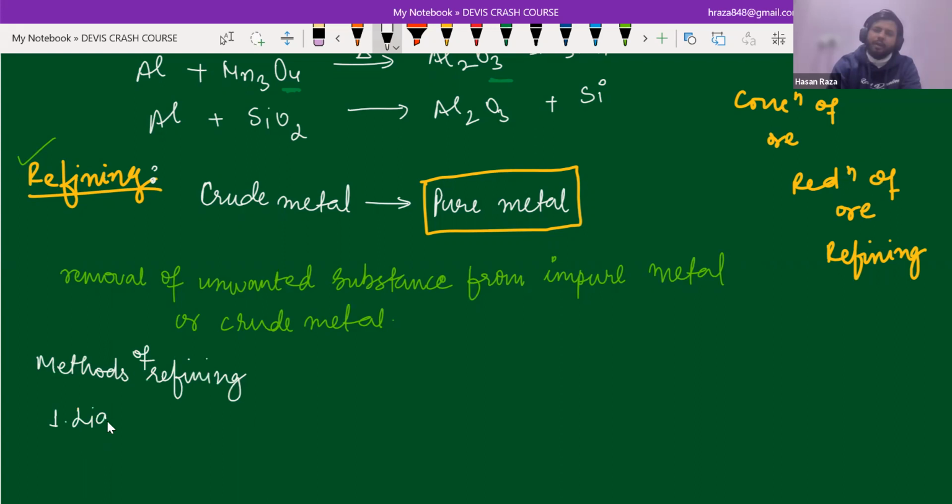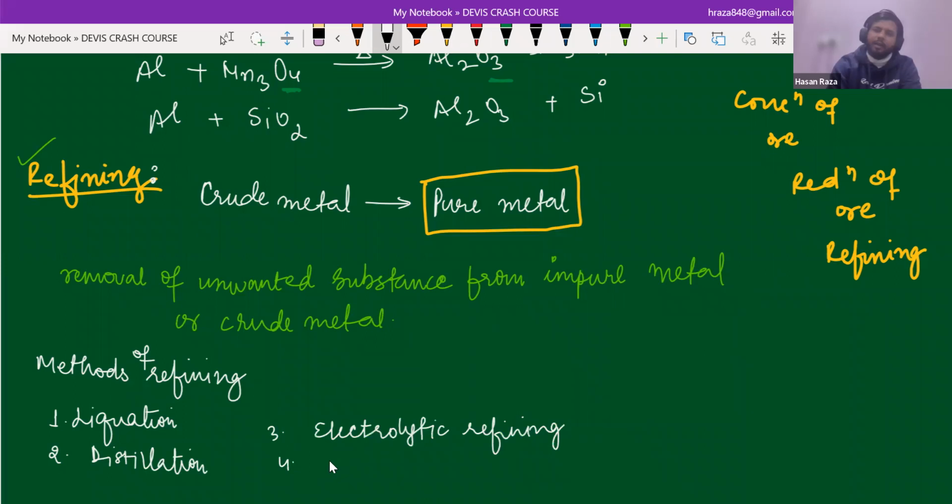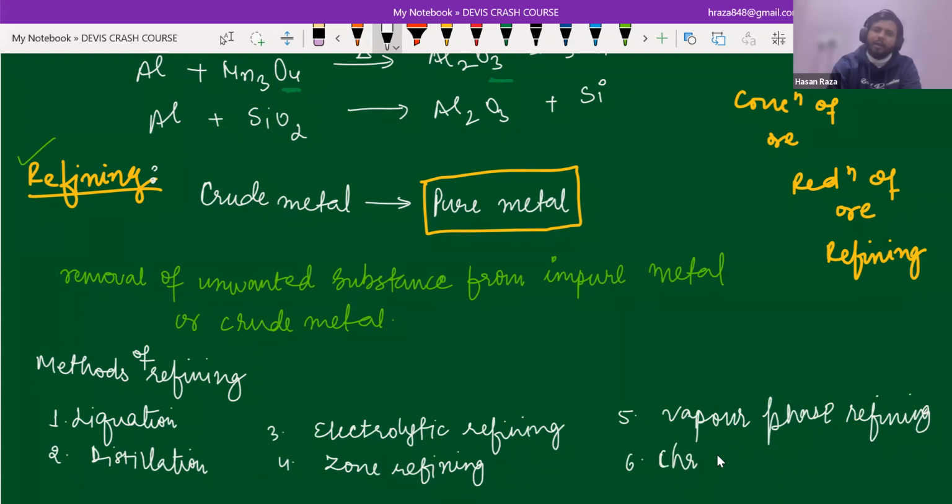There is liquation, distillation. Then comes your third, electrolytic refining. You have seen this. Yes. Then comes your zone refining. It is the most important in board, and it's very easy. Then comes your vapor phase refining. Chromatography. And all this. Chromatography, we will see about it.